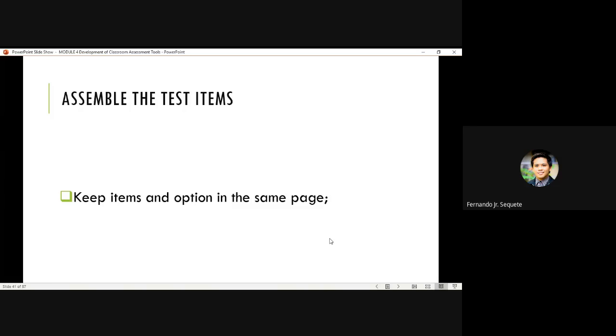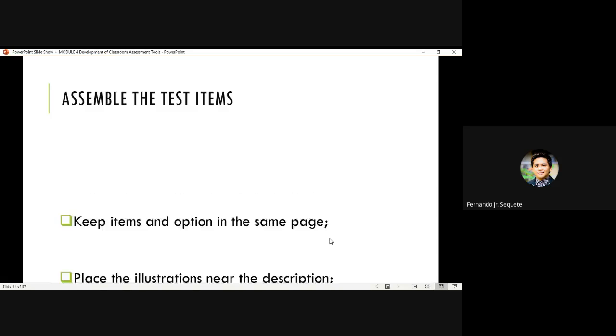Make sure na yung nasa isang page talaga. I'm sure you encountered multiple choice na yung question number 25, ang nakikita mo lang na option ay A, B, C. Nasa likod na yung letter D or nasa next page na yung letter D. That is a big no-no. So make sure na yung question at saka lahat ng options nasa same page lang as much as possible.